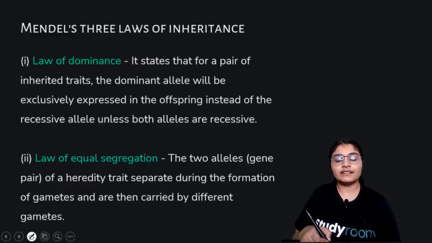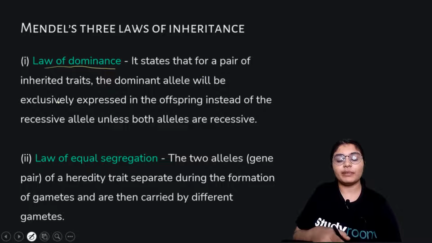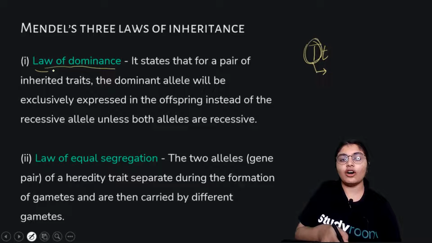So Mendel had basically 3 laws of inheritance. The first law was the law of dominance. It states that for a pair of inherited traits, the dominant allele will be exclusively expressed in the offspring instead of the recessive alleles, unless both alleles are recessive. So this is just the concept of the dominant and recessive allele that we studied before: when both the dominant and recessive alleles are present, only the dominant allele will be expressed. So this is the law of dominance.